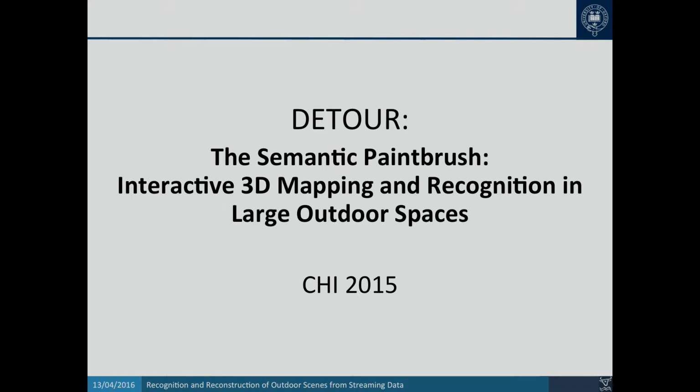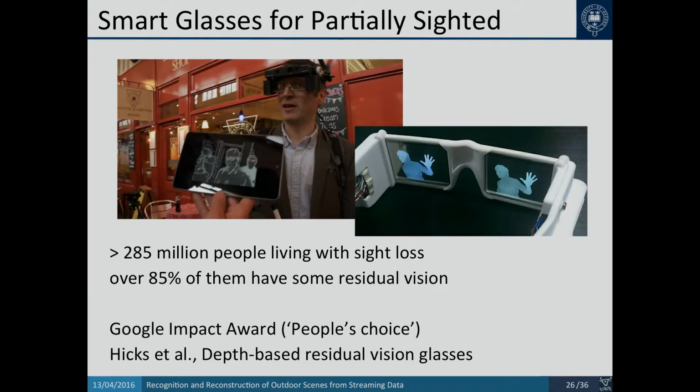So now let me make a very short detour. Today we've been talking about computer vision for autonomous cars, but very similar technology can be used also for other applications. I will now very briefly show you one such application we are very much interested in in our group. Unfortunately, there are more than 285 million people in the world living with sight loss, and this has a significant impact on their daily lives. But it turns out that more than 85% of them have some residual vision.